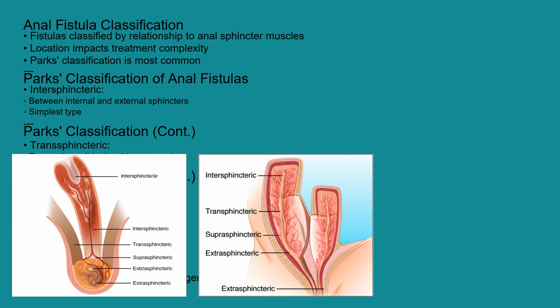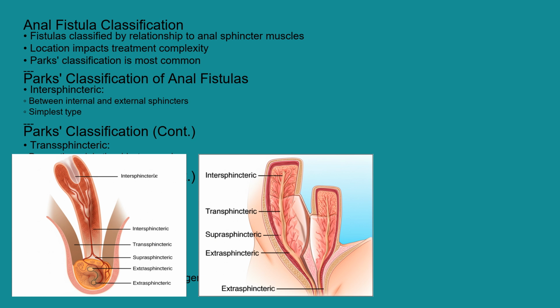Anal fistulas are often classified based on their relationship to the anal sphincter muscles. These muscles control bowel movements, and the location of the fistula affects the complexity of treatment. The most common classification is Park's classification, which categorizes fistulas as intersphincteric, transsphincteric, suprasphincteric, and extrasphincteric.